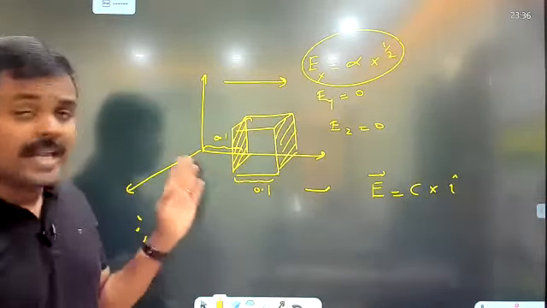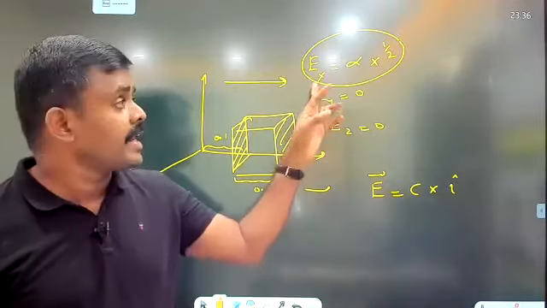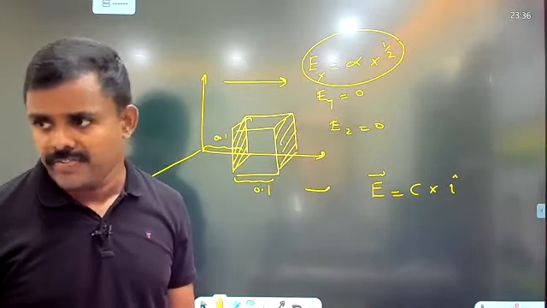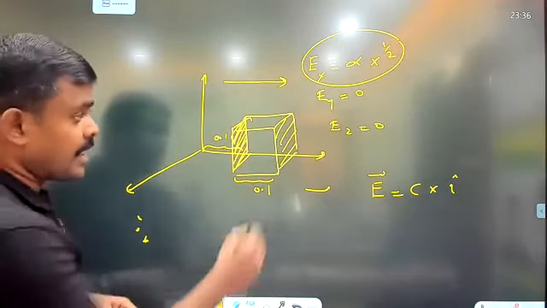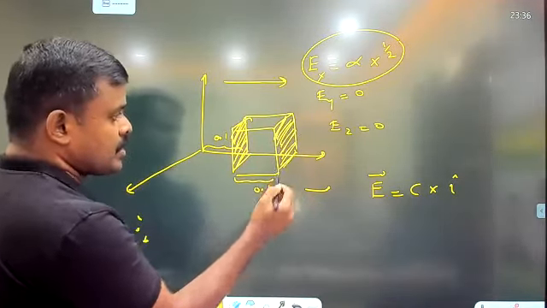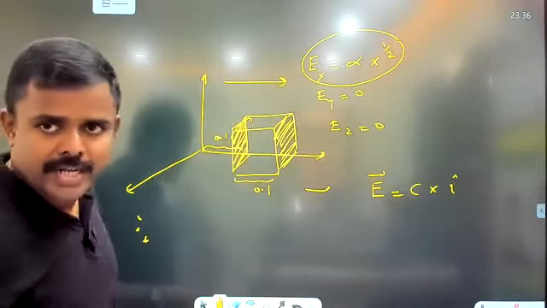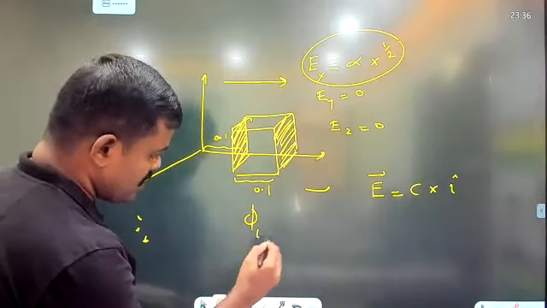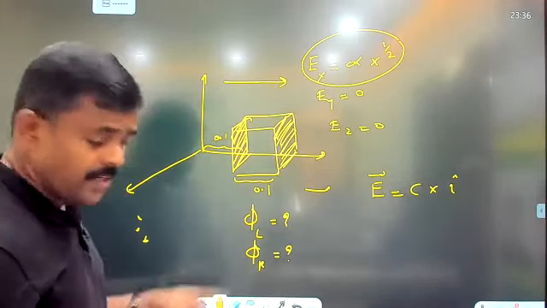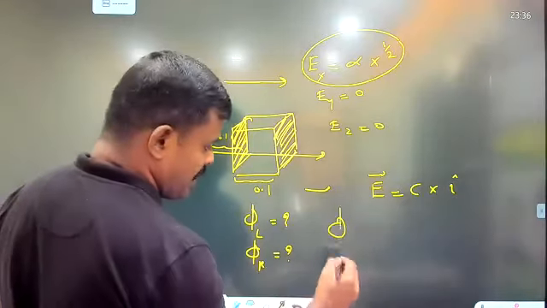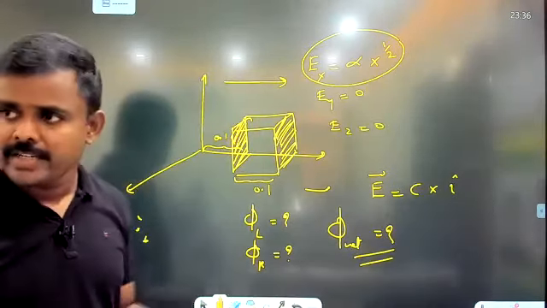The electric field in the y direction is 0. The electric field in the z direction is 0. The electric field in the x direction is alpha x raised to half. So the left surface flux you can calculate, and the right surface flux you can calculate. The top, bottom, front and back surface fluxes are 0. So find phi left, and I'll do that in a separate session. Find phi right. Then find phi net. That is the first question: phi left and phi right, then phi net.